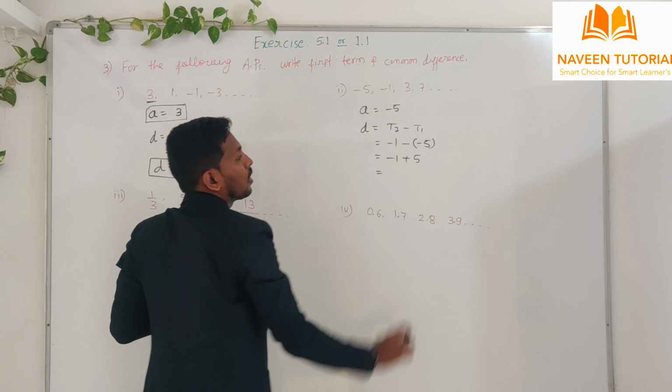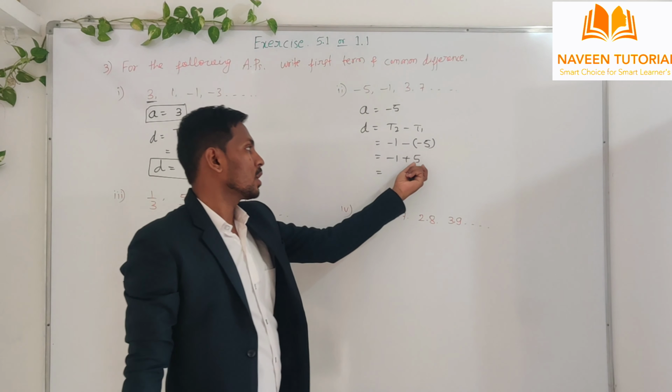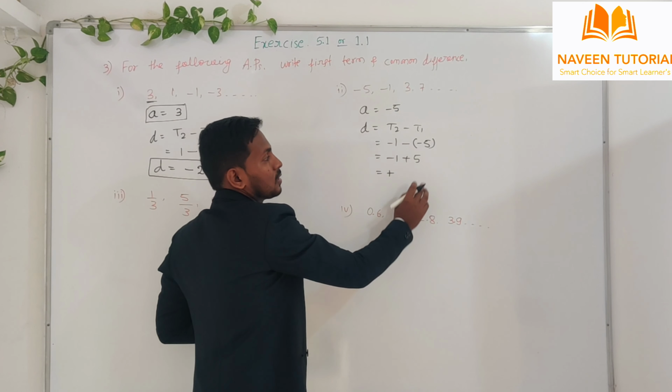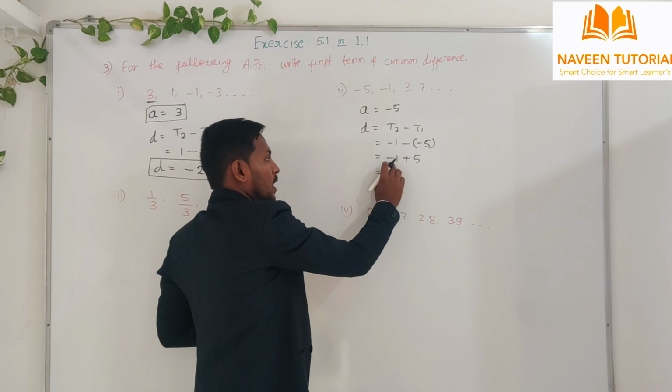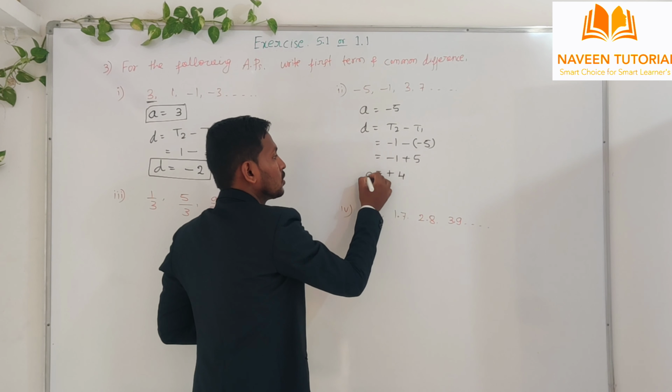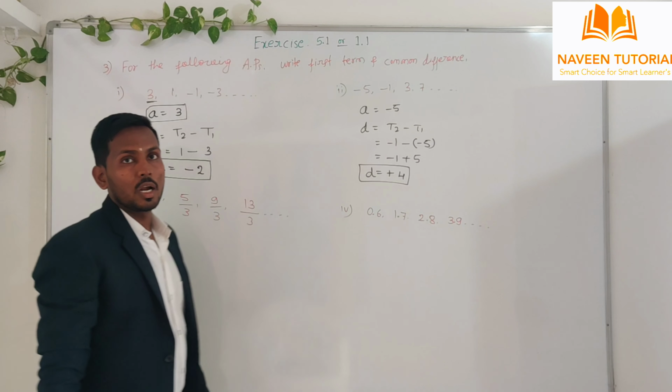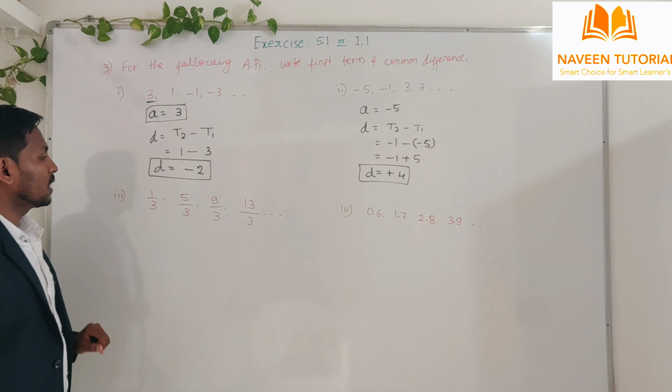Now I have to see the bigger number. The bigger number is 5 and its sign is plus, so we write plus. Now I have to subtract 1 from the bigger number. That is 5 minus 1 is 4. So here the common difference value is plus 4. And I go to the third one, that is very simple.